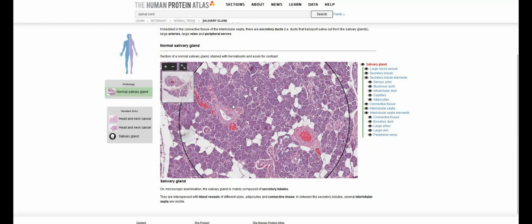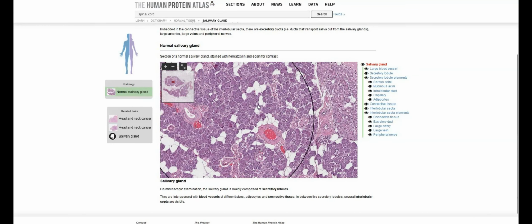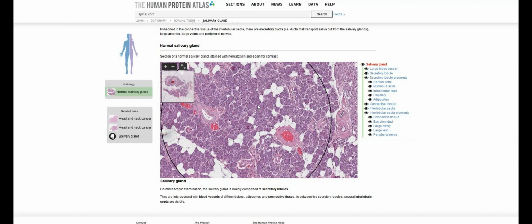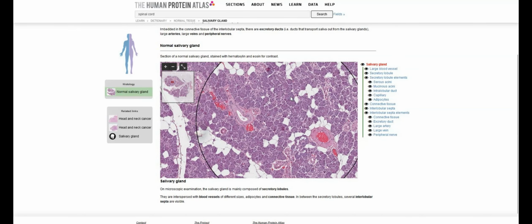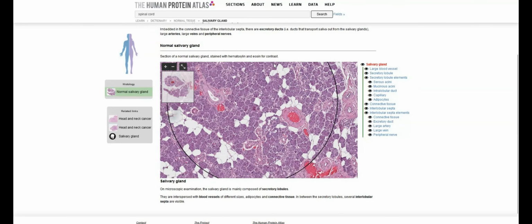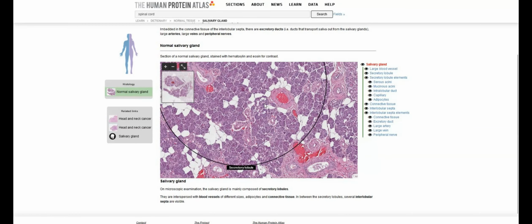Mucus acini are going to secrete mucin, and if you think about the name, mucus, it's slimy. Mucus and mucin are very similar. So what these mucus acini are doing is secreting this lubricating mucin. And that's going to help lubricate things in our mouth and protect us from pathogens. Whereas serous acini are going to have a more serous or watery function. So they're going to secrete proteins and this really watery fluid that helps to break down starches in the mouth.